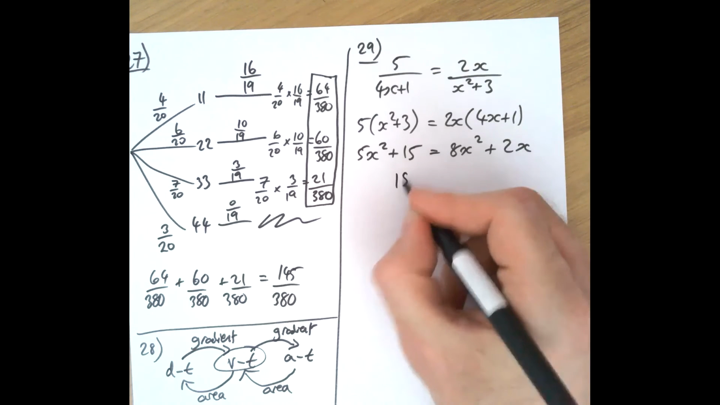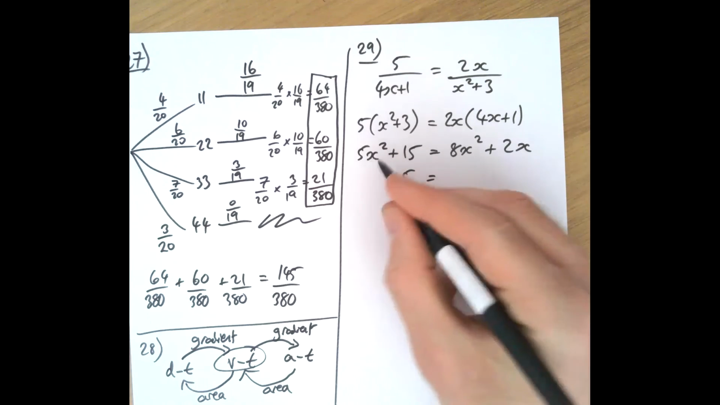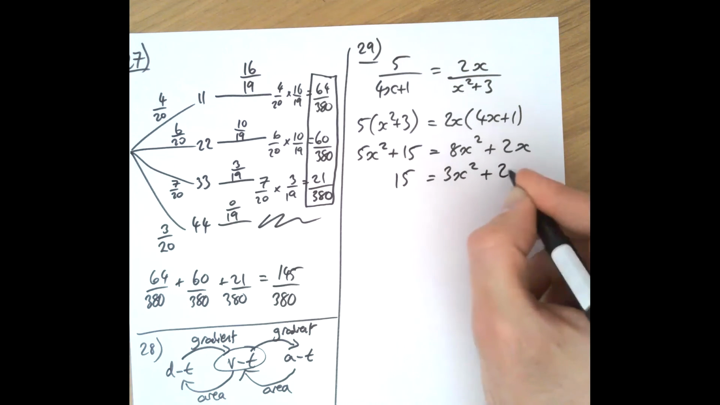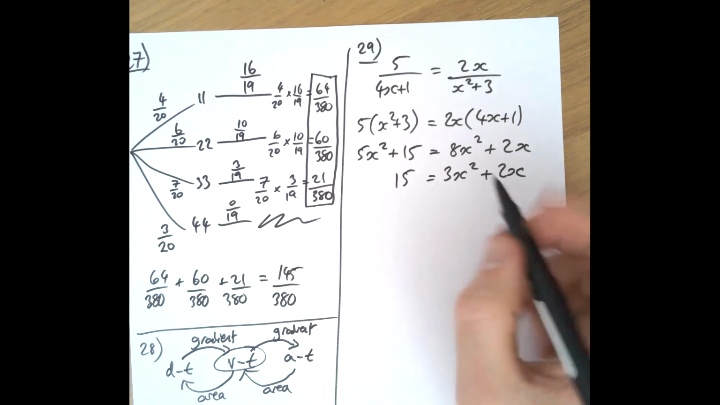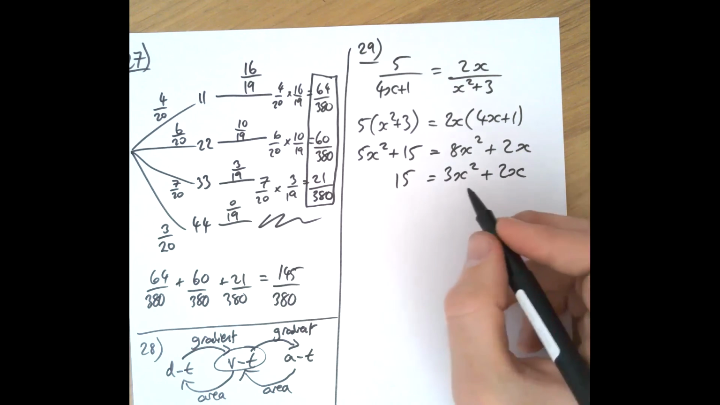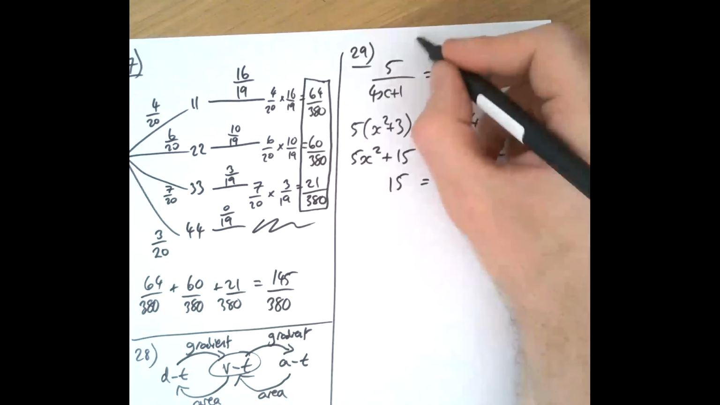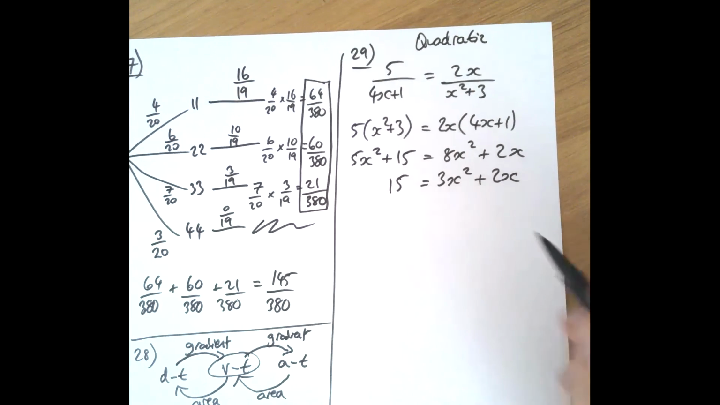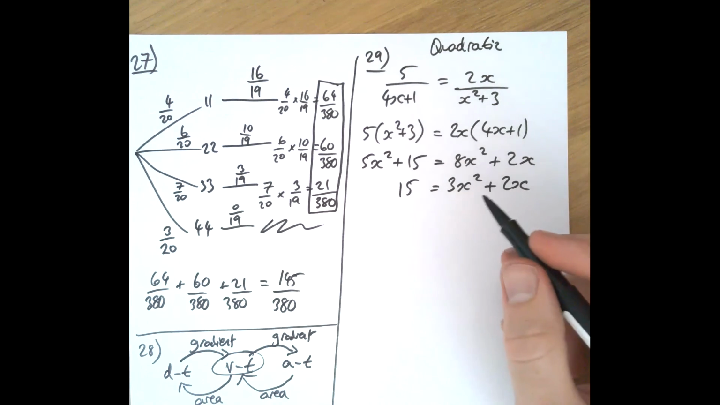So what I'm going to do is take away the smaller x squared. So I've got 15 equals 3x squared plus 2x. And we've got a quadratic, so the highest power of x is 2. So we've got what's called a quadratic. And a lot of the times, once you've got a quadratic like this, how do you solve it?